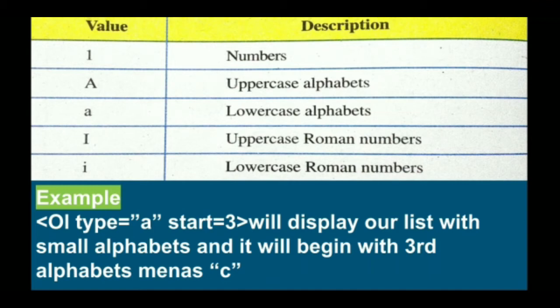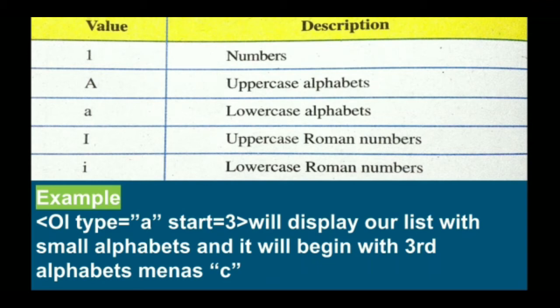Which attribute? Type attribute. And the type attribute has how many values here? 5 values. Number 1, capital A, small a, capital I and small i. So these are the fixed values you have. If you are using the type attribute, your value must be among them. Suppose, we'll discuss it with the example.